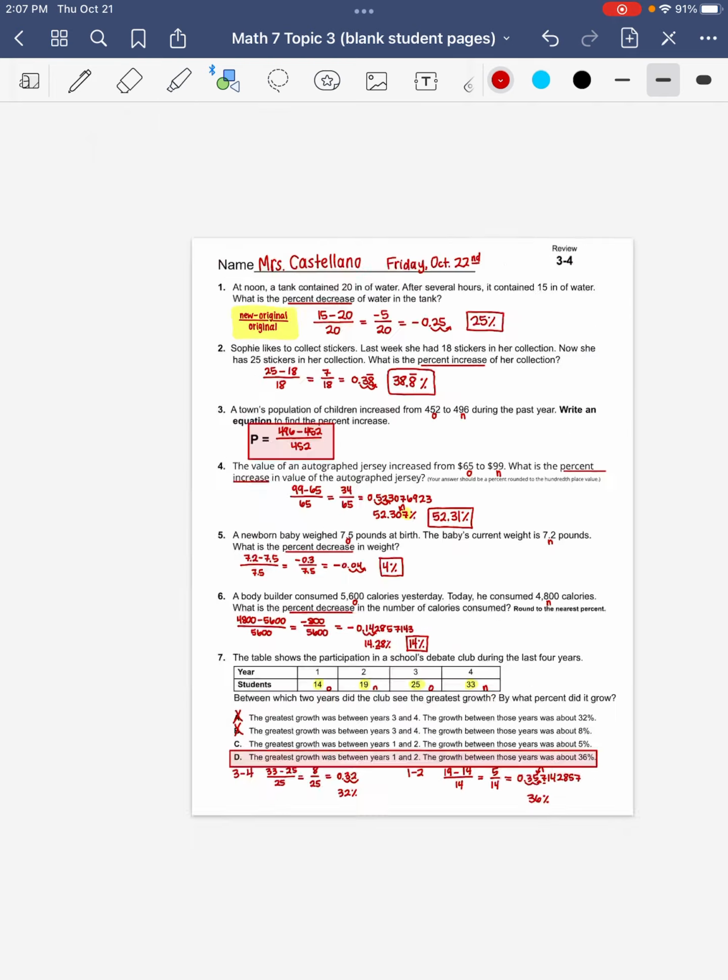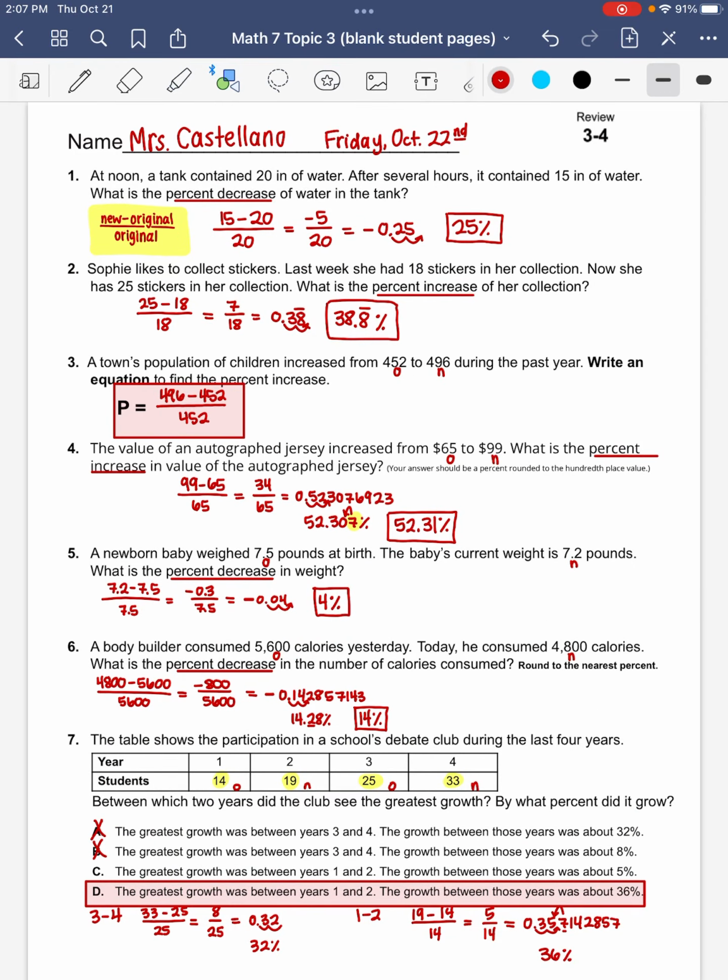And that is the end of our lesson 3-4 review. Flip your paper over so that you can work on your Sabbath lesson quiz.